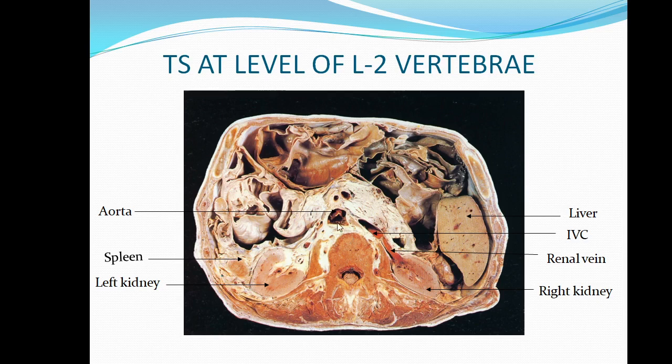Here what you can see anteriorly is the aorta. So anterior to the body of the vertebra you find the aorta on the left side and the inferior vena cava on the right side. Here you can see the left renal vein entering into the left kidney, and the right renal vein entering into the right kidney.